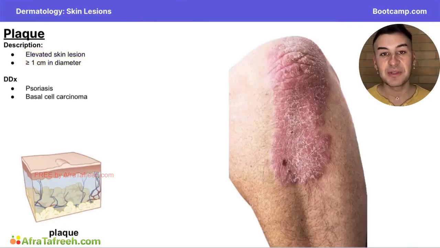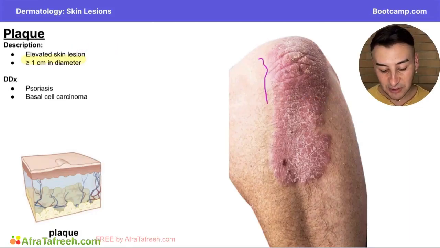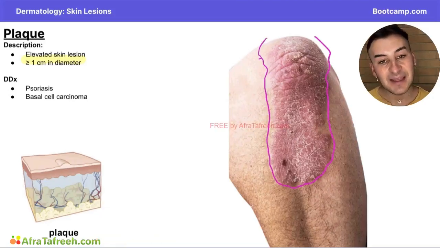Next, we'll talk about plaques, which are going to be raised lesions that are greater than or equal to 1 centimeter in diameter. Classic example of a plaque on step 1 is going to be psoriasis. This is going to be a raised erythematous beefy plaque. This is a great example of a psoriatic plaque on someone's elbow. Another classic disease process that is often described as a plaque is going to be basal cell carcinoma when it gets larger than 1 centimeter in diameter.